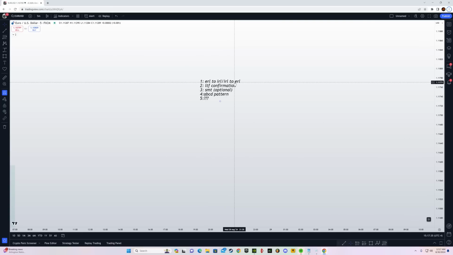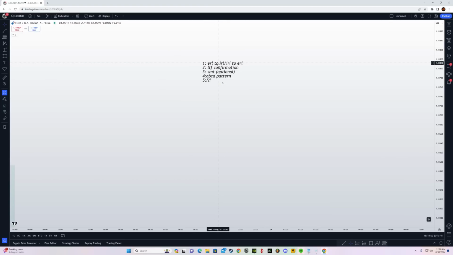So, when you use this strategy, this model that I'm about to teach you right now, you are always like 80% of the time going to get 1 to 2. That is guaranteed. Like you will get it. If this setup presents itself, you are going to get 1 to 2 risk reward ratio. All right.